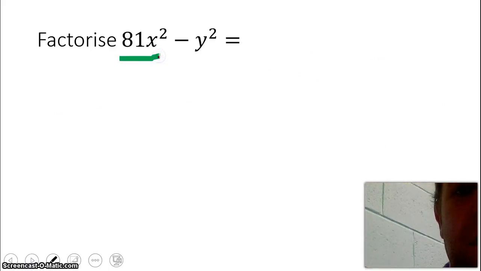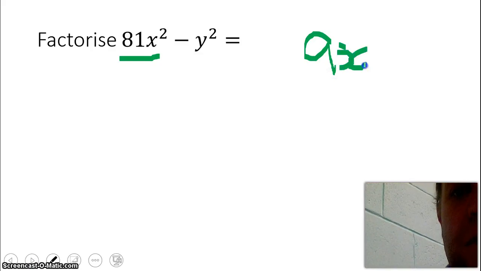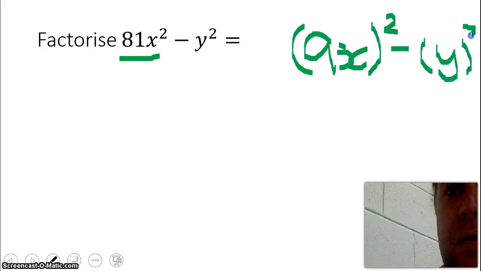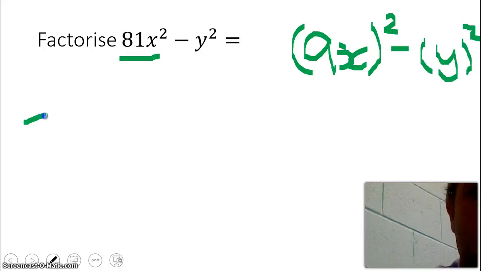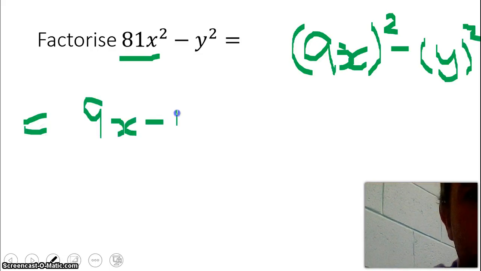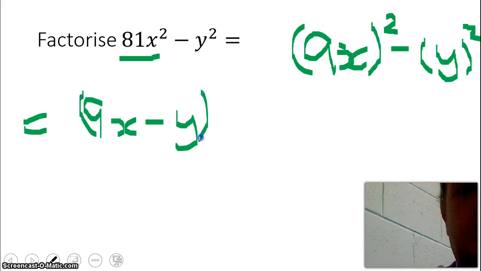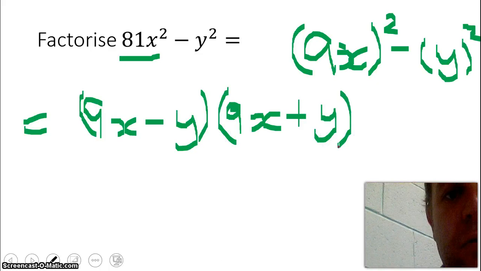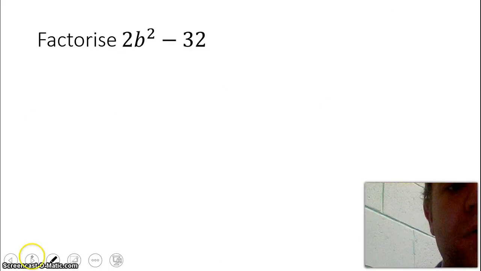This one, we've got 81. 81 happens to be 9 squared, so we've got 9x all squared, and we've got y squared. 9x minus y, 9x plus y. Again, once we've done the hard work, once we've found out the two squares, we go from there.